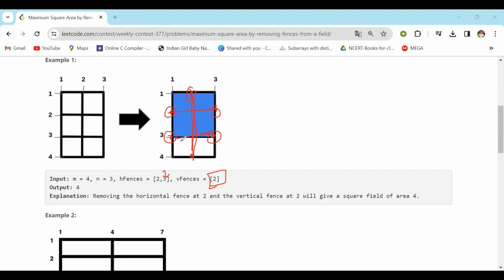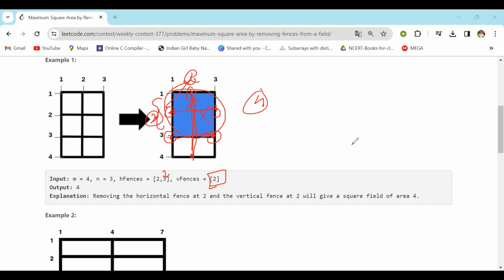So what did they do, right? They removed these fences. They removed this fence and this fence. Now we are getting this part, right? And yeah, so this is a square field with area. This length is 2, that is 2, that's 4. That's it. So we remove these two fences to get this area.